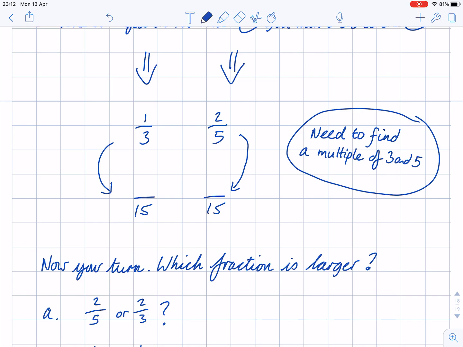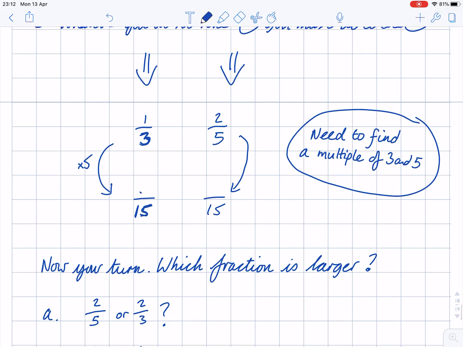If we take this left-hand fraction first, a third, how do I get this 3 to become 15? I multiply it by 5. And remember, whatever I do to the denominator, I have to do to the numerator. 1 times 5 is 5. So I've just found an equivalent fraction for a third, and it is 5/15.